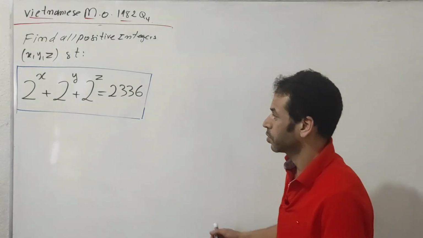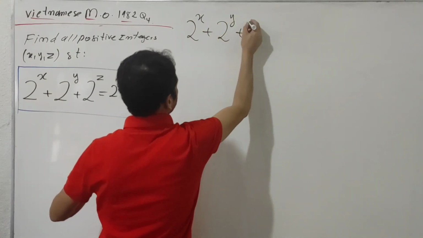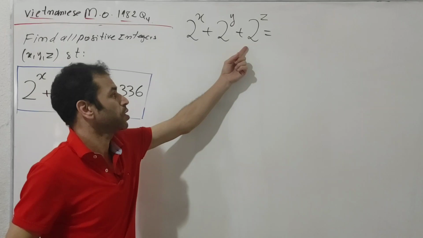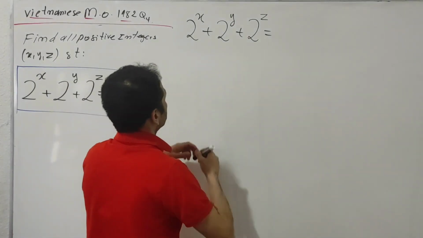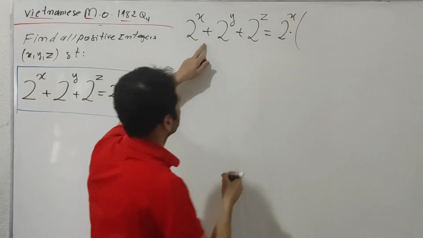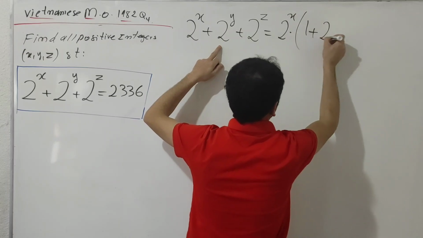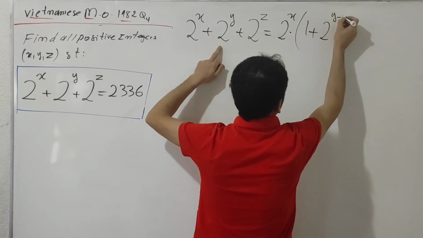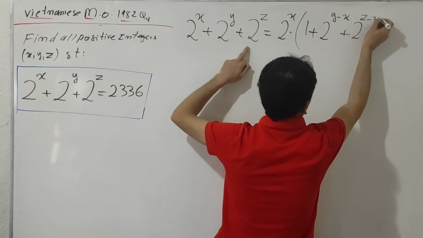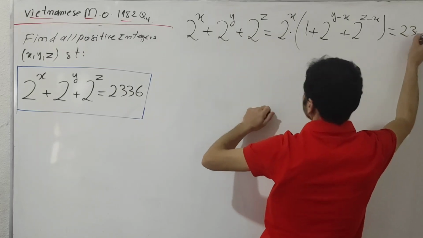Okay, let's get into the solution now. So very simple, we have the following equation: 2 to the x plus 2 to the y plus 2 to the z. Now I'm going to take one of these numbers, for example 2 to the x, and make it a common factor. This one will be multiplied by number 1. The second term will be multiplied by 2 to the y minus x. The last term will be written as 2 to the z minus x. The entire thing is equal to 2336.